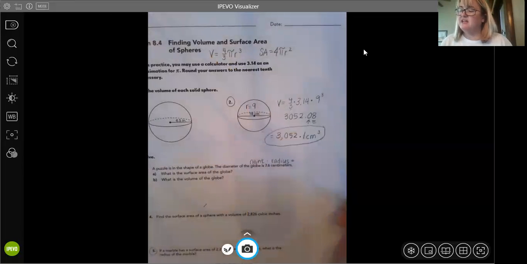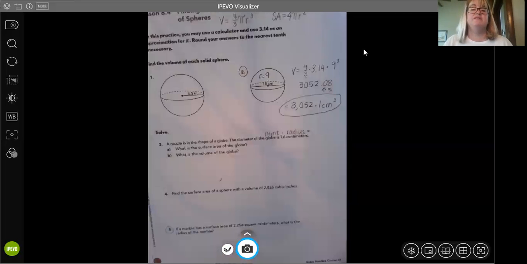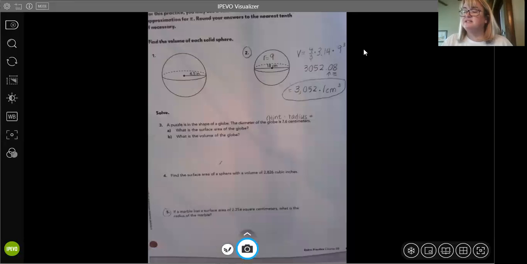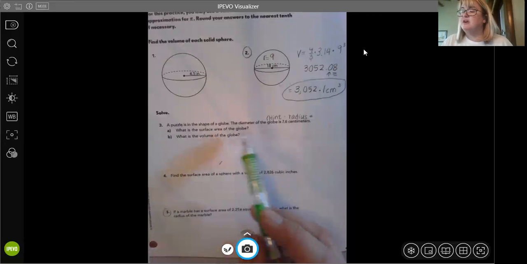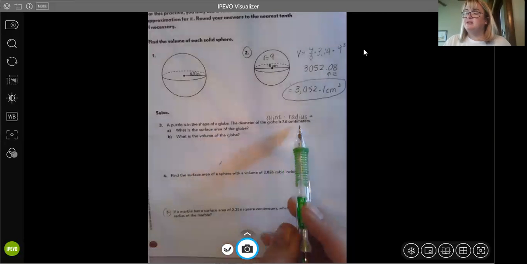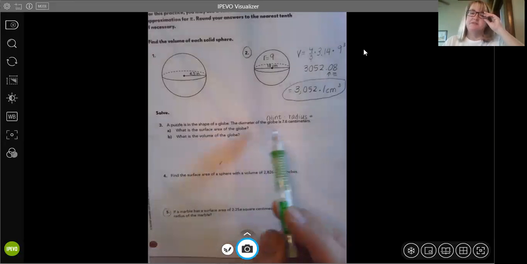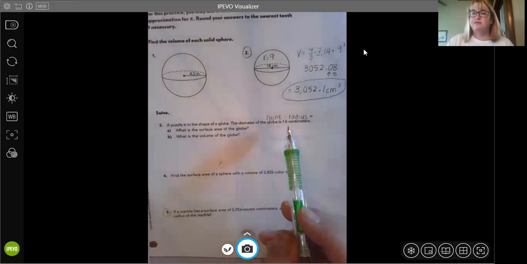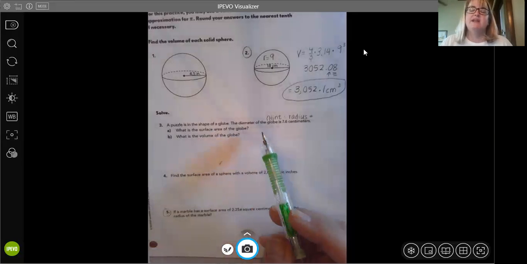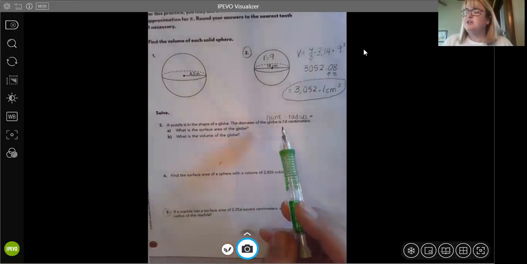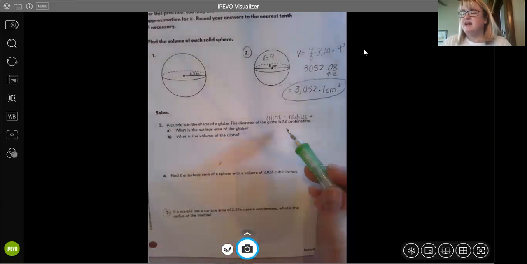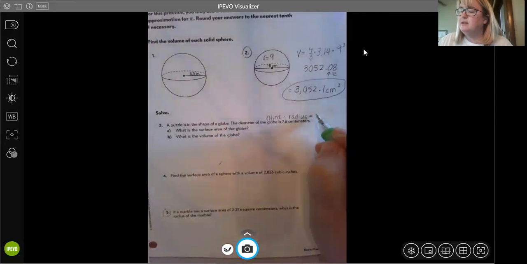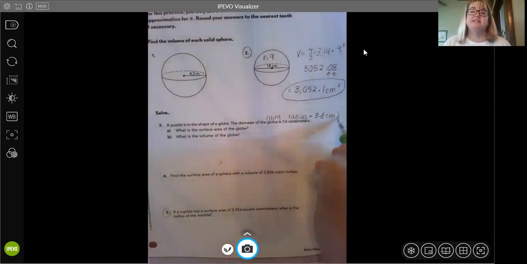All right, let's look at number 3. I just wanted to give you a quick hint on number 3. We're not going to do all of it together, but it says a puzzle is in the shape of a globe. The diameter of the globe is 7.6 centimeters. What is the surface area and then what is the volume? So you're going to use both of our formulas. The hint is, remember, for both of them you need radius, and radius is half of the diameter. So you've got to take 7.6 and divide it by 2, and you would get 3.8. So the radius is 3.8 centimeters.